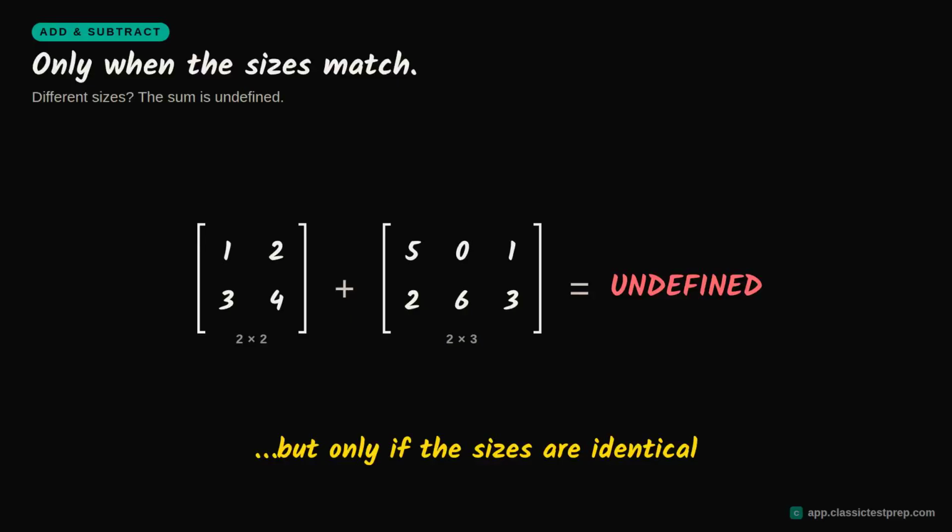The 2 matrices must be the exact same size, or you cannot add or subtract them. You can only add a 2 by 3 matrix to another 2 by 3 matrix. If the dimensions don't match, you cannot add or subtract matrices.